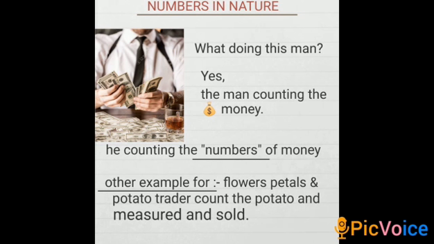Third one is numbers in nature. What is this man doing? Yes, the man is counting the money. He is counting the numbers of money. He counts the money by telling numbers. Number is in maths. Other examples are flower petals, and a potato trader counts the potatoes, measures and sells them.